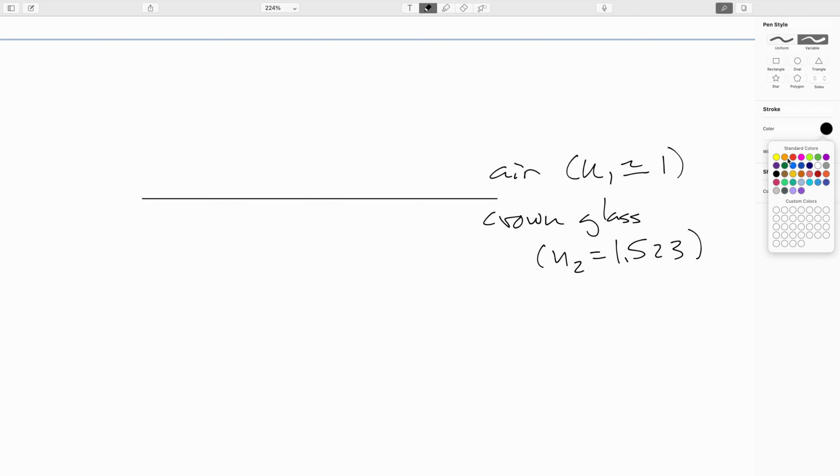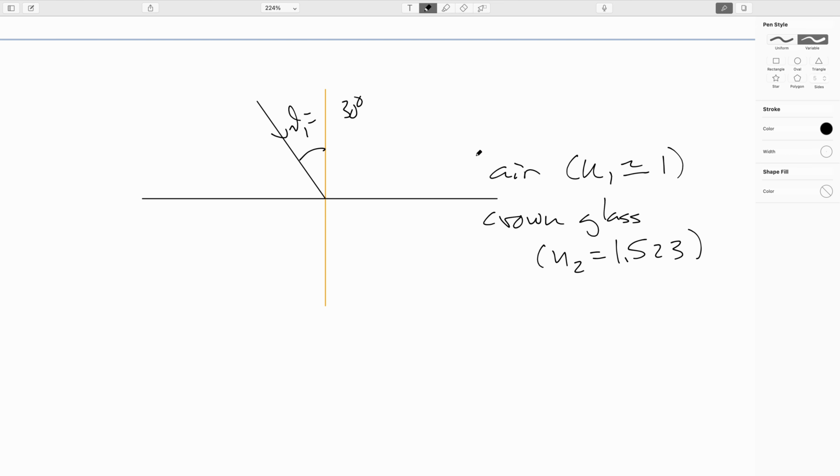All right. So let's say we have a ray impinging on a normal here, a ray impinging on the surface here, making an angle of 30 degrees with respect to the normal. Now we know we're going from a low index to a high index, so this means you are going to bend towards the normal. And I'd like to know what that angle is.